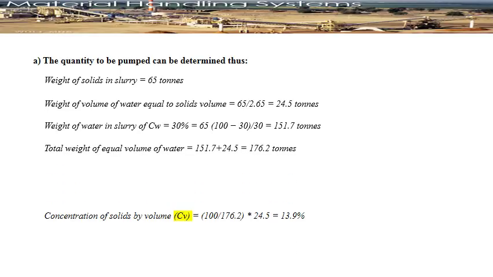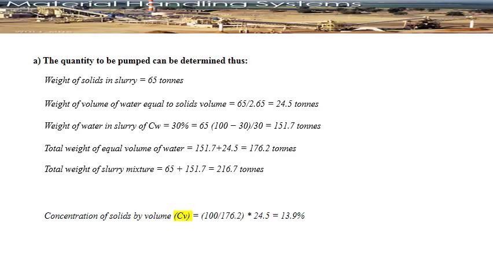To find the total weight of the equal volume of the water, we are going to add the 151.7, which is the weight of the water in the slurry, plus 24.5, which is the weight of the volume of the water equal to the solid volume, which is 24.5 tons. So the total is going to be 176.2 tons.